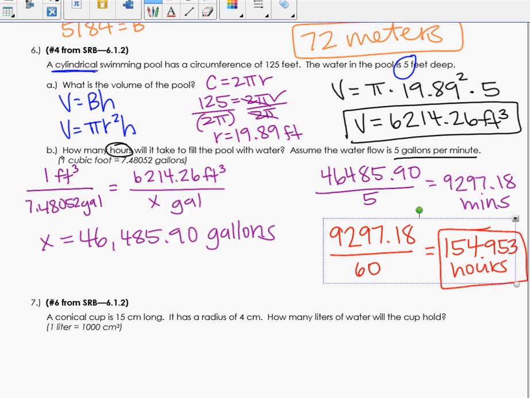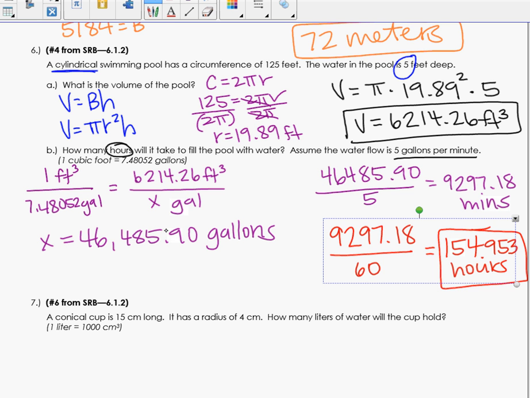Then we took that and we converted that to feet cubed. Well, I wanted to know, okay, if I have this many feet cubed, how many gallons am I going to have to get in this pool? So we found that by doing our proportion, and make sure you're consistent there.